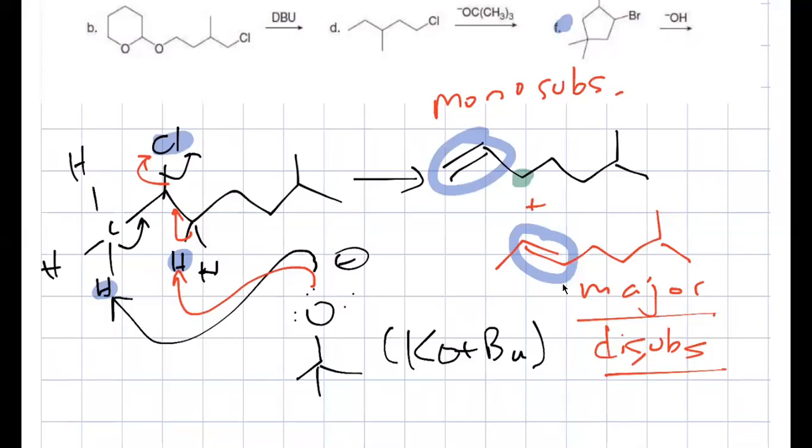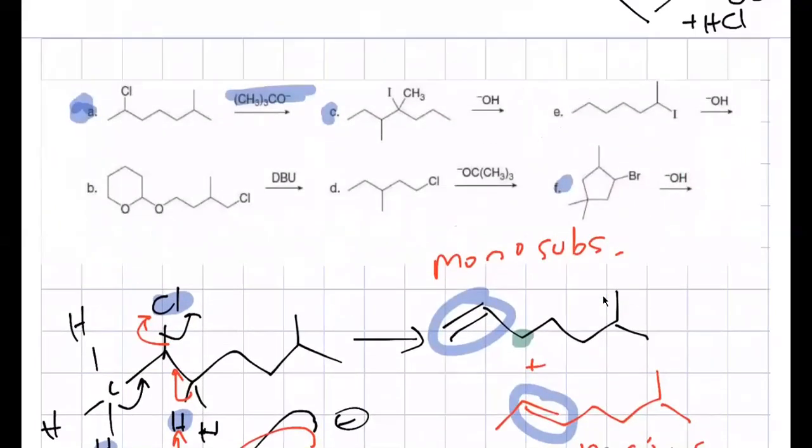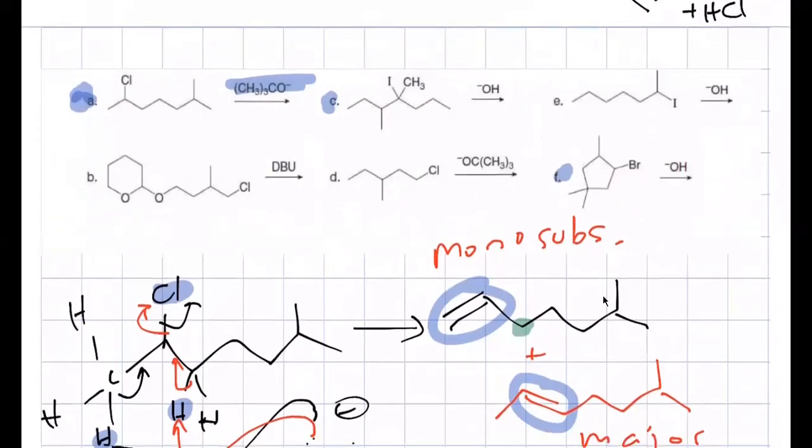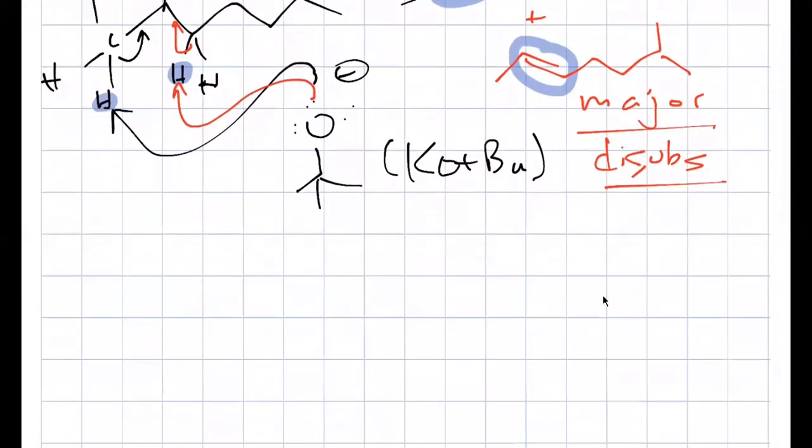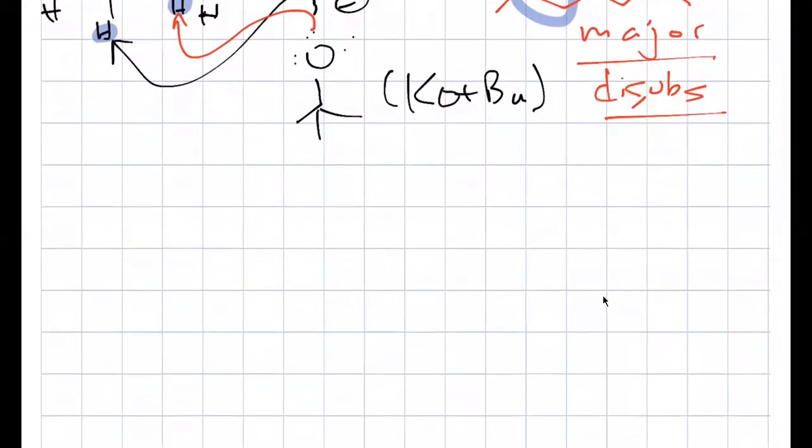Okay. Any questions about that? No questions. All right, let's do the next one. Go back up here. Let's do F, because C is a little tricky, so I want to hold off on doing C. Let's do F. So F is actually a 5-member ring. Bromine is my leaving group.